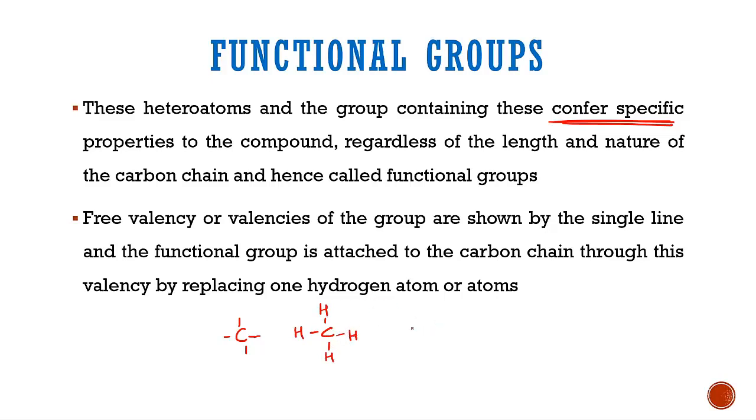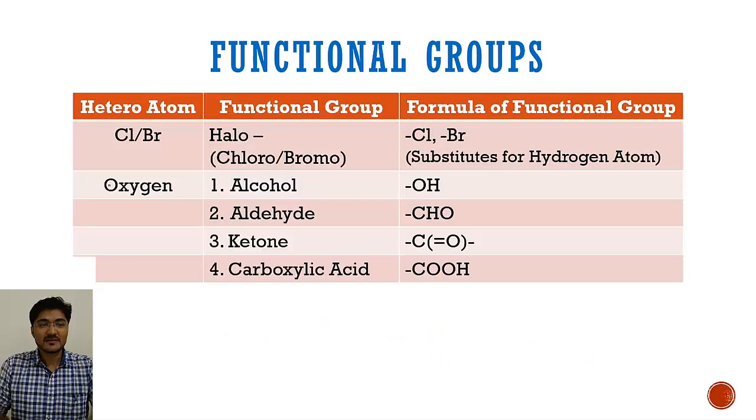But in case we want to replace one hydrogen with, say, chlorine, as chlorine also has a single valency, it is univalent, and that's the reason we can replace hydrogen with chlorine. Here chlorine will be called a heteroatom, and generally we represent chlorine as -Cl, which represents the single line, that is, the valency. Heteroatoms, this is the list.